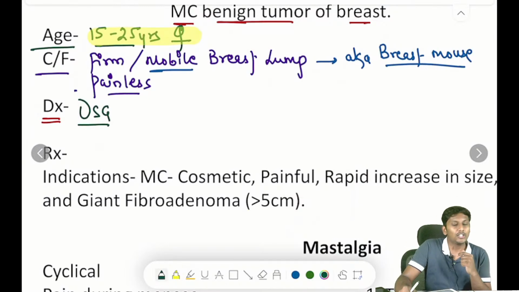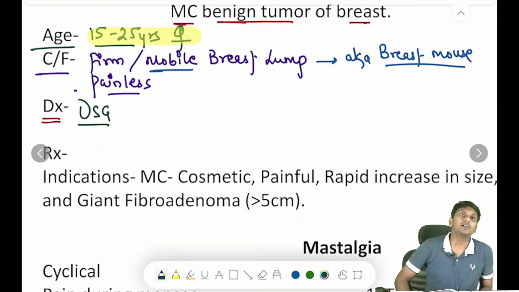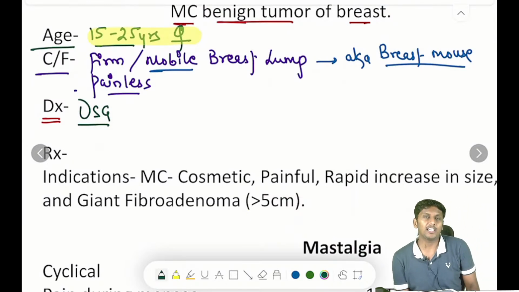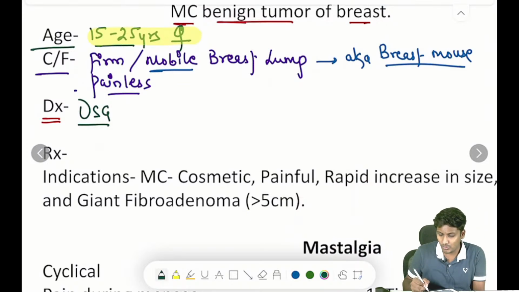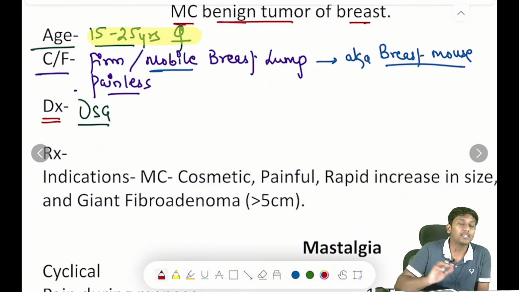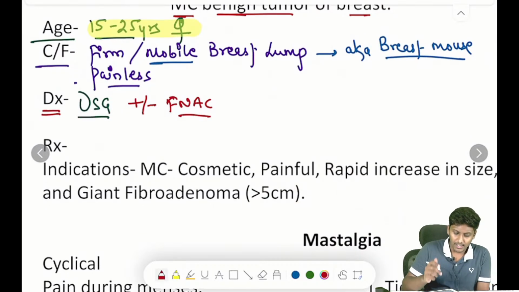That is the reason FNAC or biopsy is usually only required if the radiologist is suspicious and gives a score of BIRADS 3 or BIRADS 4. Only then can we do it. Otherwise, if it is a sure shot BIRADS 2, then we don't have to go for anything else except the ultrasound. Therefore FNAC and biopsy will not be the first line choice. Only ultrasound will be considered as the investigation.